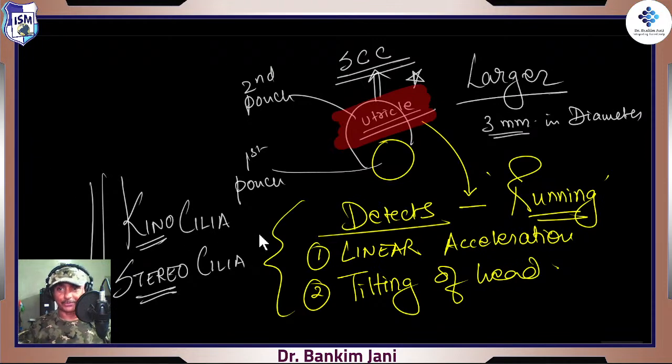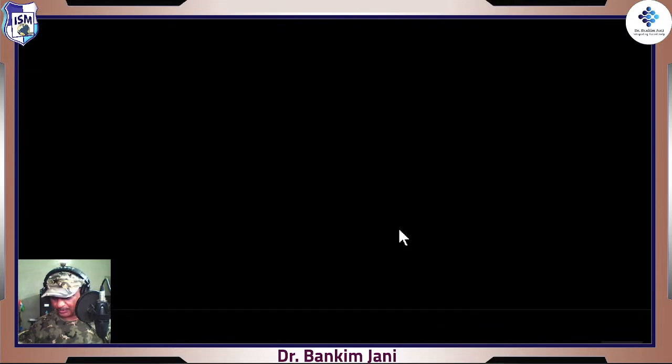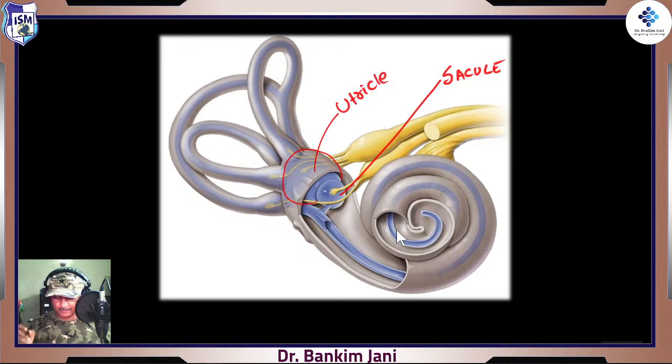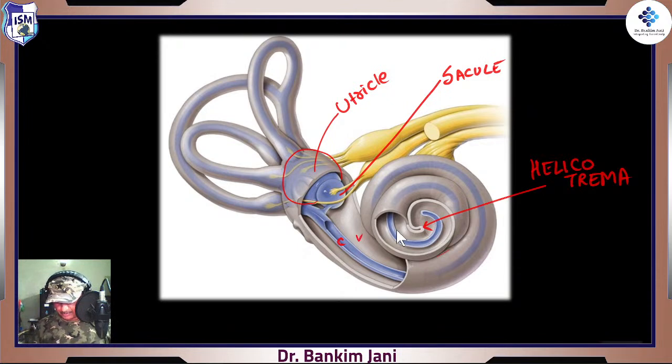Let's add something more. This utricle will go all the way to the semicircular canals. See, here this one was the saccule, and on top of it the big structure was the utricle. This junction was our favorite helicotrema, and all those canals. In between is the cochlear duct, with the scala vestibuli, and the outer one, the scala tympani.